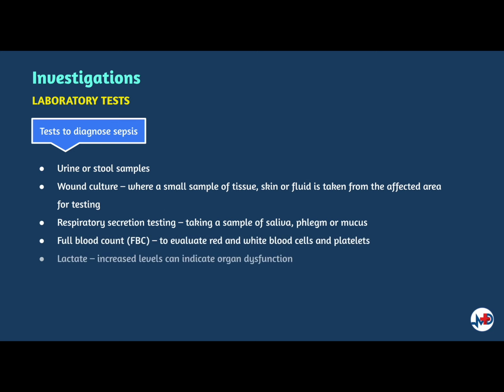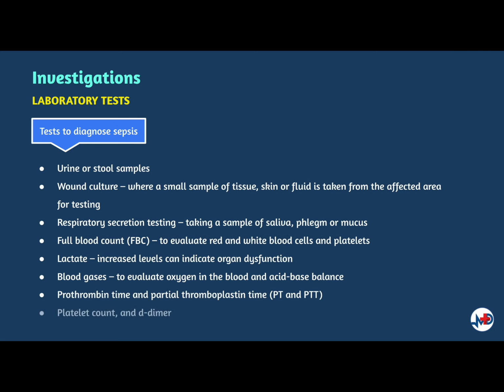These are the lab tests that can be done. Doctors generally perform lab tests that check for the signs of infection or organ damage. Examples include a urine or stool sample, or a wound culture, which is a small sample of the tissue, skin or fluid that is taken from the infected area. You have respiratory secretion testing, which is a sample of saliva, phlegm or mucus. Of course, a full blood count to evaluate the red and white blood cells as well as the platelets. Lactate levels, where increased levels can indicate organ dysfunction. Blood gases to evaluate oxygen in the blood and acid-base balance, as well as coagulation screen.